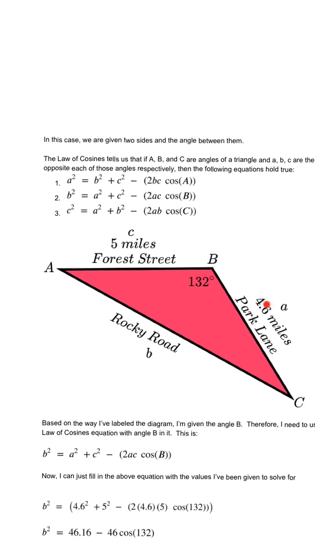Because I've been given little a, which is 4.6, little c, which is 5, big B, which is the 132-degree angle, and I'm trying to solve for little b, then it makes sense to use the formula that contains all of those variables. And that's formula number 2 right here. So that's b squared equals a squared plus c squared minus 2ac times the cosine of B.